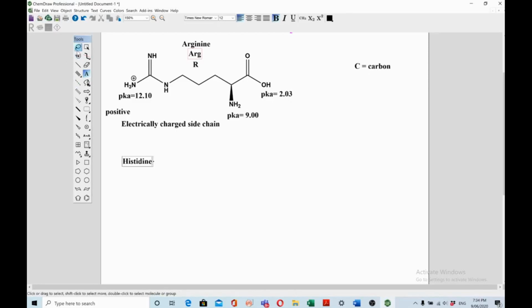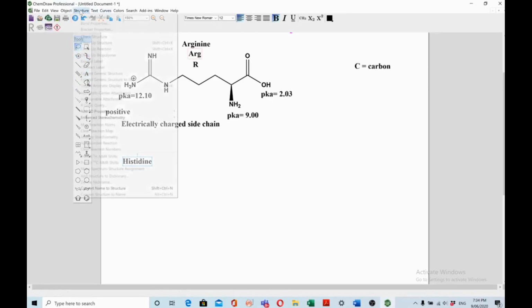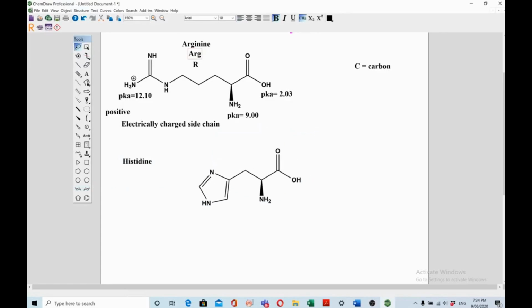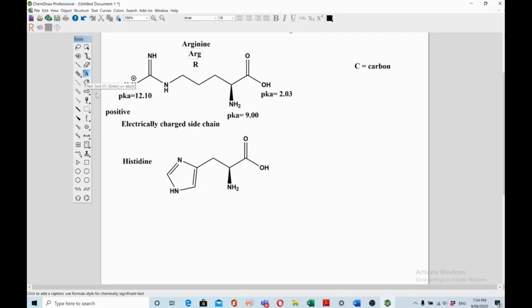Histidine. If you convert this into this structure, this is the structure of histidine, and histidine is the name of the amino acid. The 3-letter code for histidine is HIS, and the 1-letter code for this amino acid is H. So H is the 1-letter code, and HIS is the 3-letter code.